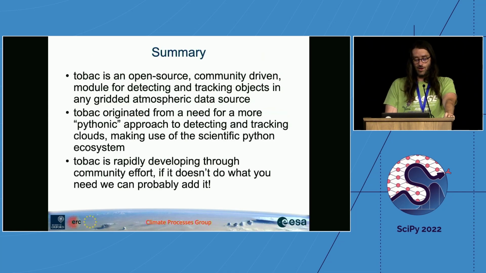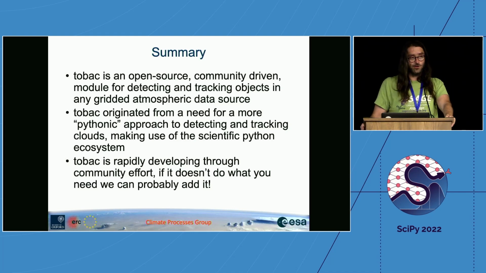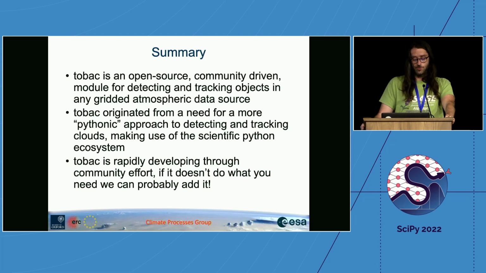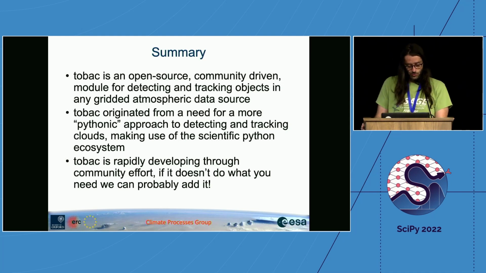So in summary, Tobac is an open source community-driven module for detecting and tracking objects in any gridded atmospheric data source. It originated from a need for a more Pythonic approach to detecting and tracking clouds, making use of the scientific Python ecosystem. And it's rapidly developing through community efforts. So if it doesn't do what you need, we can probably just ask one of us or Will, and we could probably add it. So now I will go here and I will show.